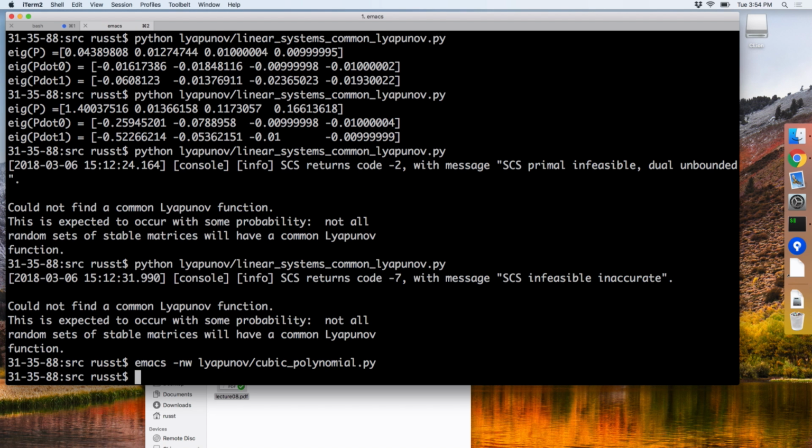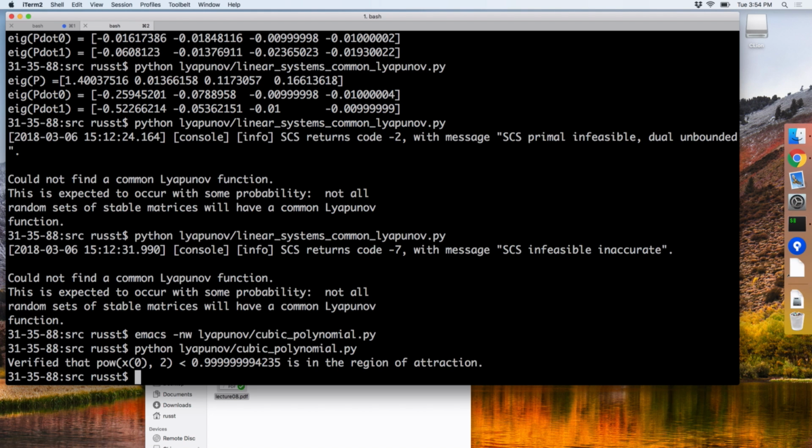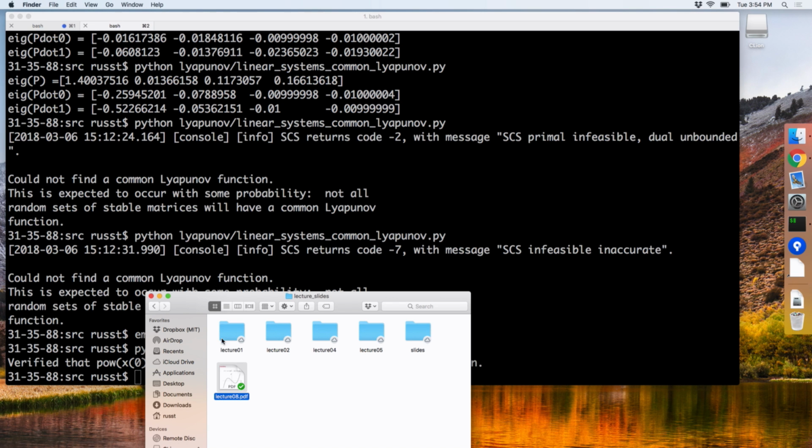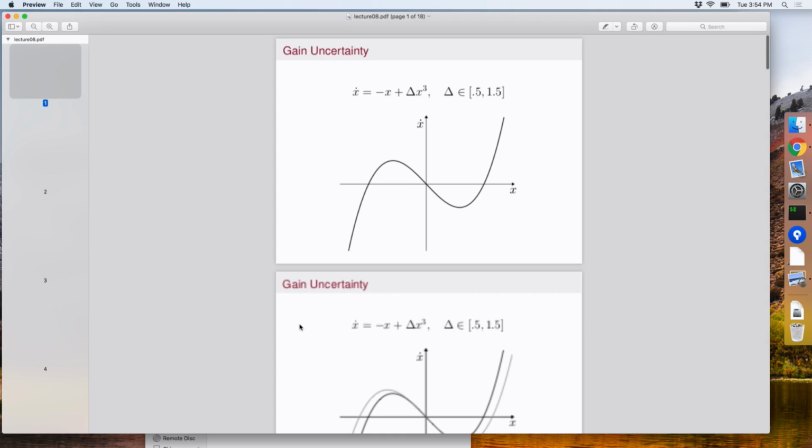And that'll solve, and it says, I've verified that V equals x squared, anywhere that it's less than 1, basically, is inside the region of attraction of the origin. Okay, so this gets really powerful really fast.